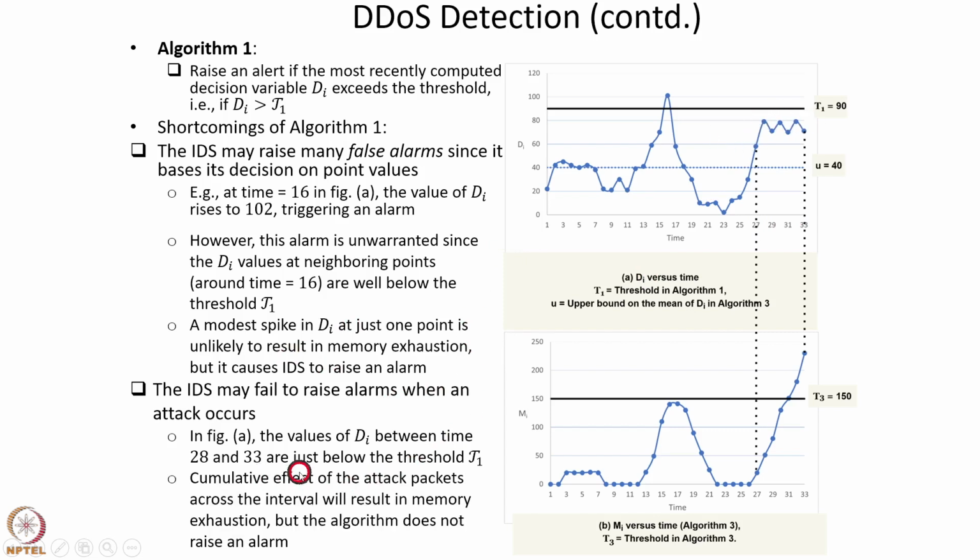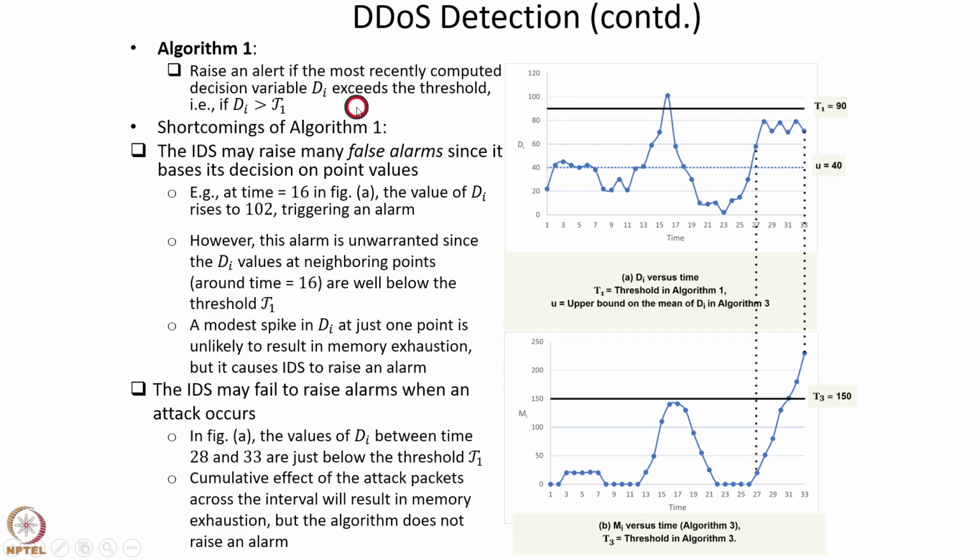So the cumulative effect of the attack packets across this interval, that is 28 to 33, will result in memory exhaustion, but the algorithm does not raise an alarm. This is a false negative. There is actually a SYN flood attack ongoing, but the algorithm fails to detect it. So this is a false negative.